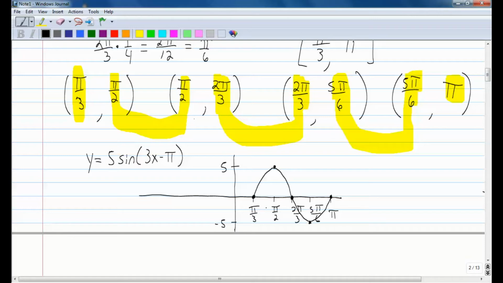If you want to adjust your x-axis to be like the way on the test, just know that it's going to be compressed big time. You're going to want to draw the entire graph between pi over 3 and pi.